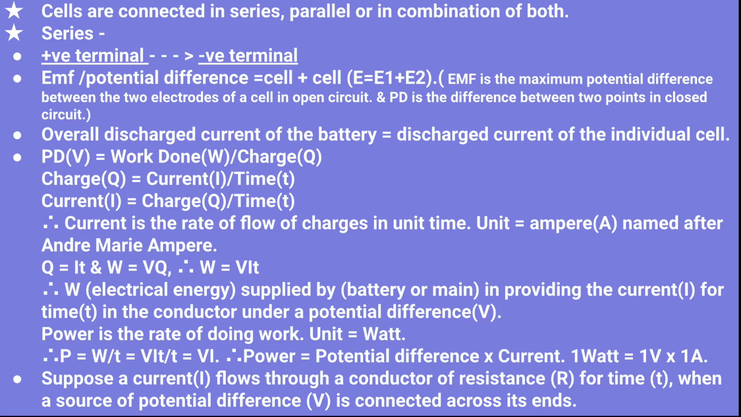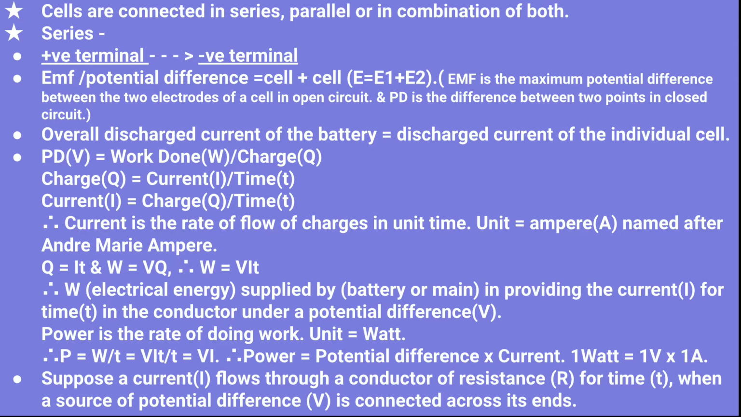I'm sorry, the current I will be equal to charge into time. Okay, and it's not by time, but it's charge into time. Okay, so W is the electrical energy supplied by the battery or the main in providing the current for time t in the conductor under a potential difference V.